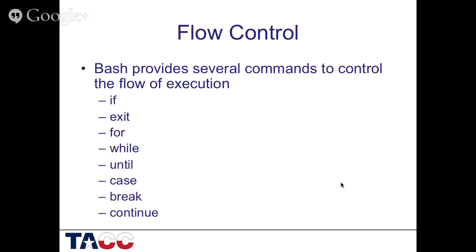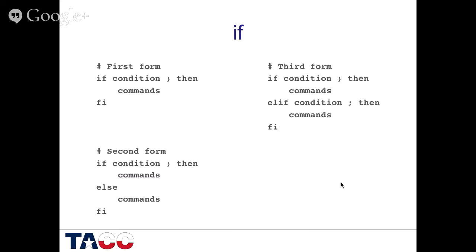The most important one, of course, is if, and we did see this already where we tested to see if a file existed. The first form is very basic. We say if some condition, then run some commands, and then it ends with an fi. You'll see this is very common with all of the Bash syntax, that it ends with the reverse version of that command. The second form is an if-else.